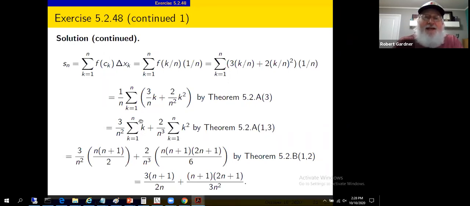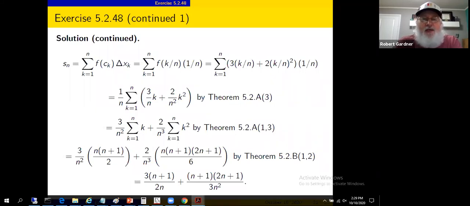But we've isolated the sum of the k's and the sum of the k squares. And we know what those are. We've got a formula for this. We've got a formula for that. Sum from 1 to n of k is this formula here. Sum from 1 to n of k squared is this formula here. That's theorem 5.2, part B, parts 1 and 2. Part 3 gave the sum for cubes if that was an issue. But we've got formulas for those.